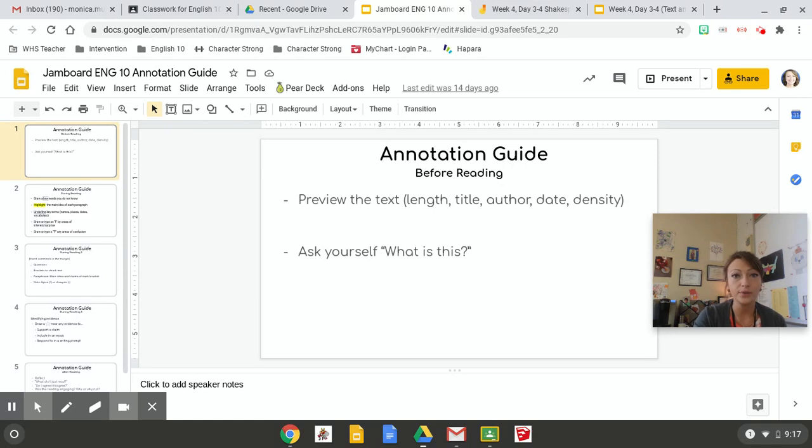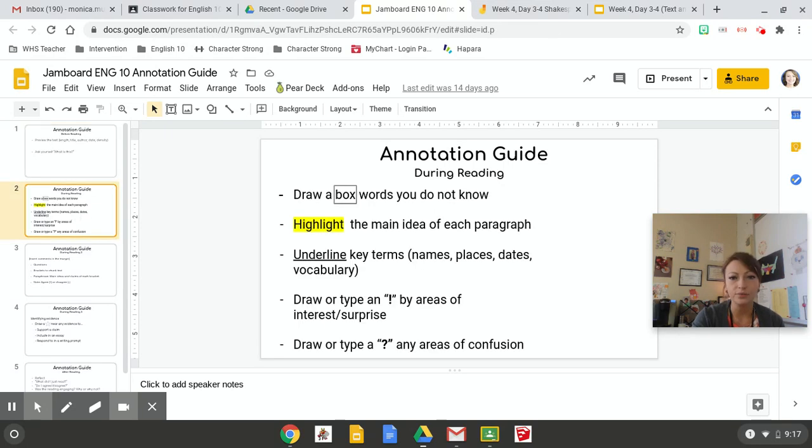So our first step you want to complete before you read. So before you even get into a text, you should be doing these things. Previewing it, so just looking at how long it is, what's the title, who's the author, when was it written, how dense is it? Is this a poem? Is this written in paragraph form or prose? And then you can ask yourself, what is this? Is this an article? Is this an academic essay? Is it a legal document?